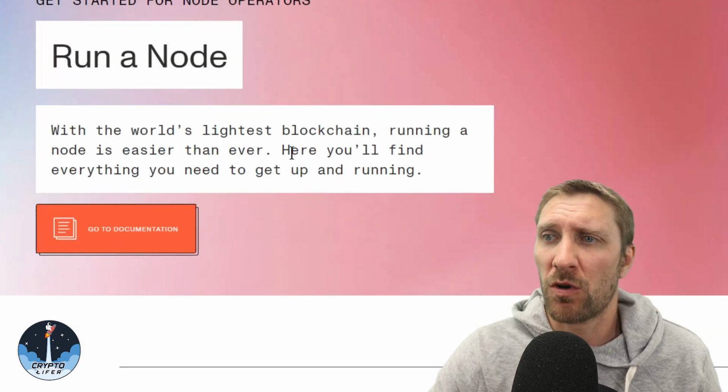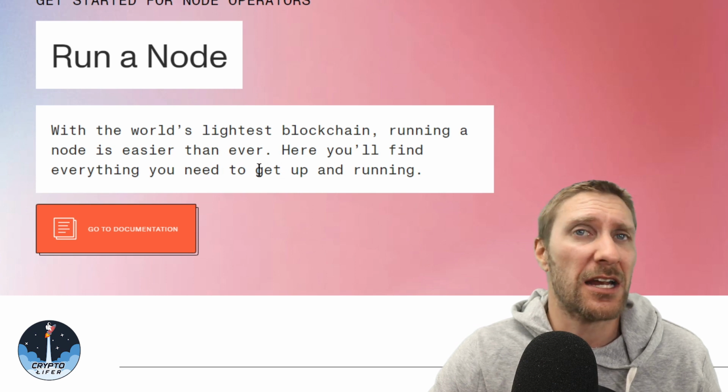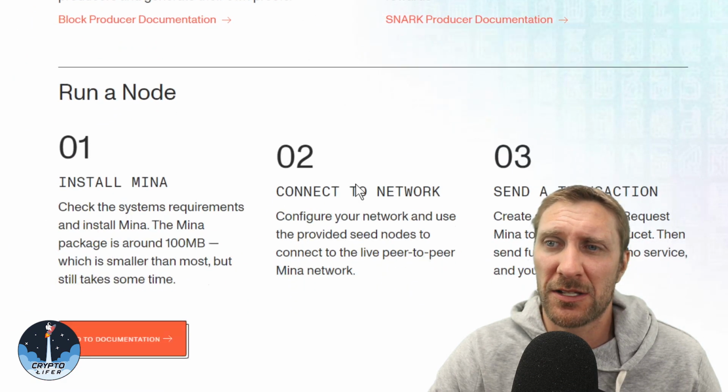So if running a node is so easy, how do I run a node? Let's find out. With the world's lightest blockchain, running a node is easier than ever. Here you'll find everything you need to know to get up and running. So I want to run a node. I want to get started. How do I do it?